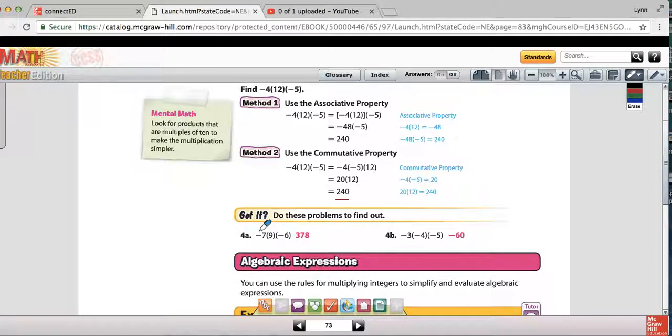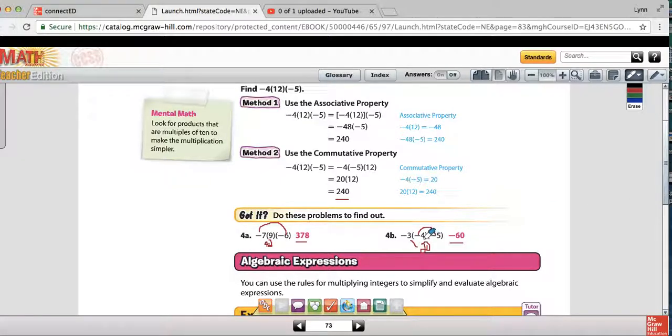So in this case, we could take negative 7 times negative 6 to get a positive 42, and then 42 times 9 is 378. In this case, you could take negative 4 times negative 5 to get a positive 20, and then 20 times negative 3 is a negative 60. It really doesn't matter how you group those because the multiplication problems follow the commutative property. You can multiply in any order, or you can use the associative property to group them however you want. You're still going to get the same answer.